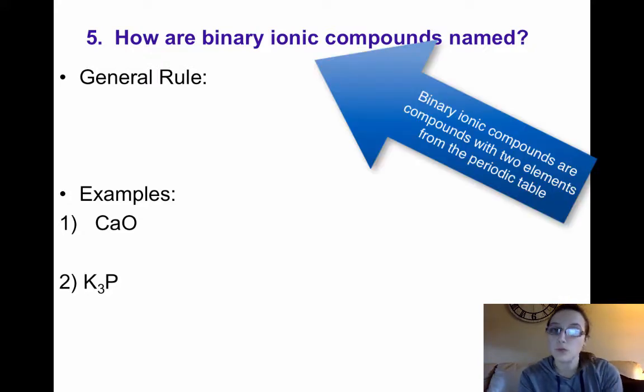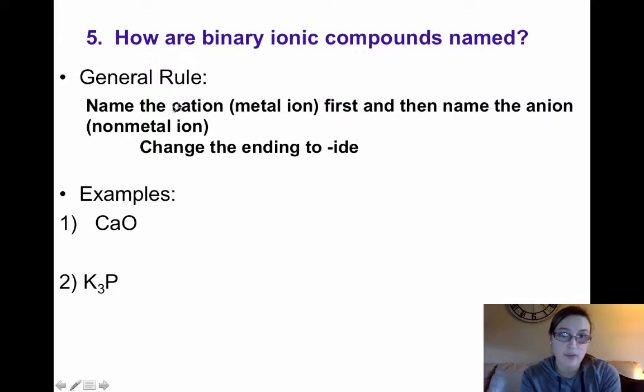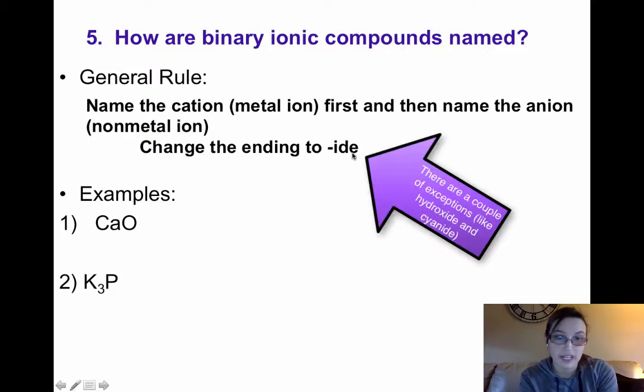Well, the general rule when naming ionic compounds is to name the cation first. And remember, the cation is the positive ion. This is typically the metal. And then you name the anion second. The anion is typically the nonmetal. But what you have to do with the anion is change the ending to IDE. The IDE with the anion tells us that it's a nonmetal from the periodic table.